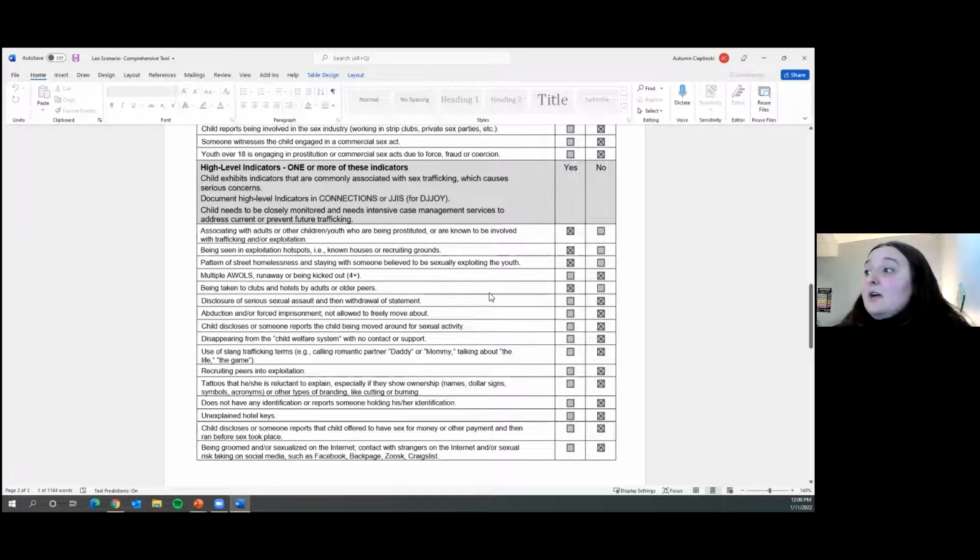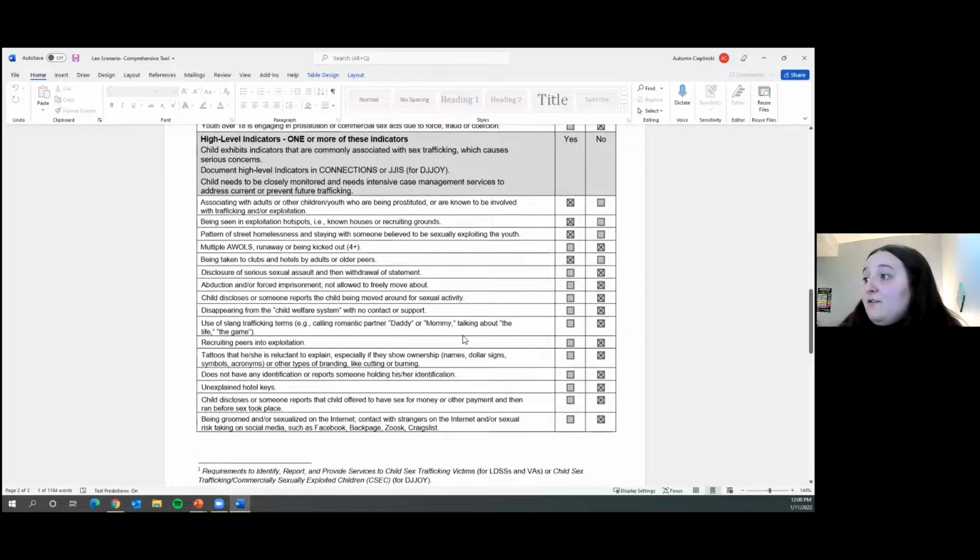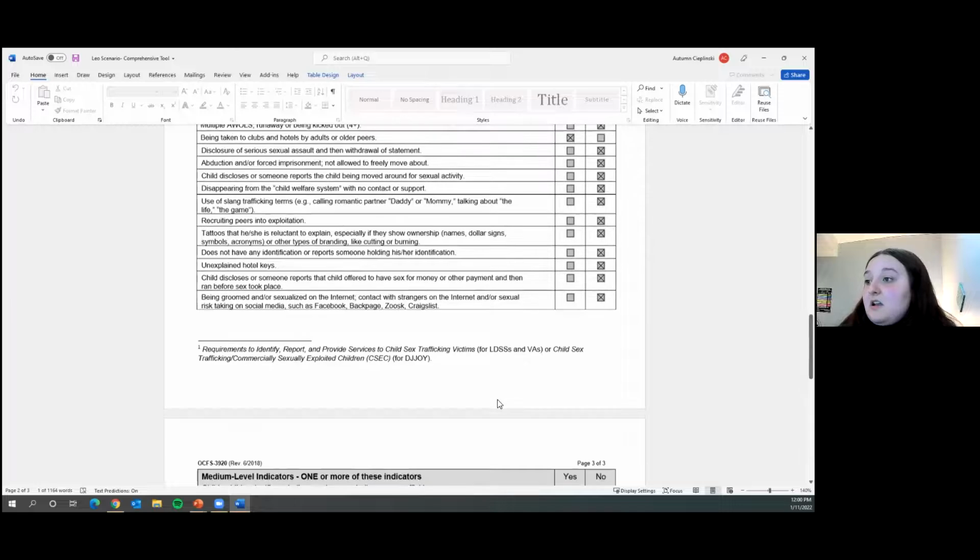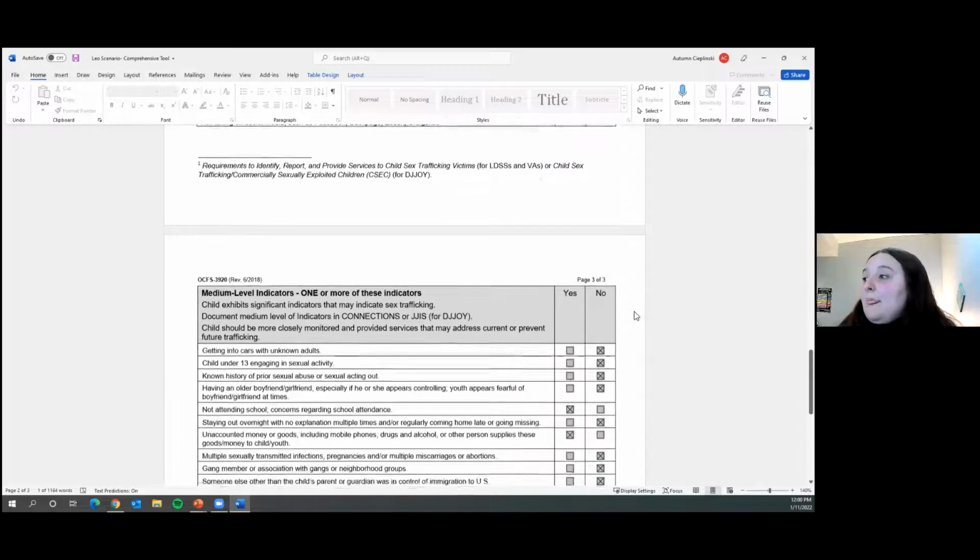He's being taken to clubs and hotels by adults or older peers. Those two men took him to the hotel, which we can assume. He did not disclose serious sexual assault and then withdrawal. He was not abducted. He does not report being moved around for sexual activity, does not disappear from the child welfare system, doesn't use slang terms, doesn't recruit, doesn't have tattoos to our knowledge. All of these are no to our knowledge based on what we learned.